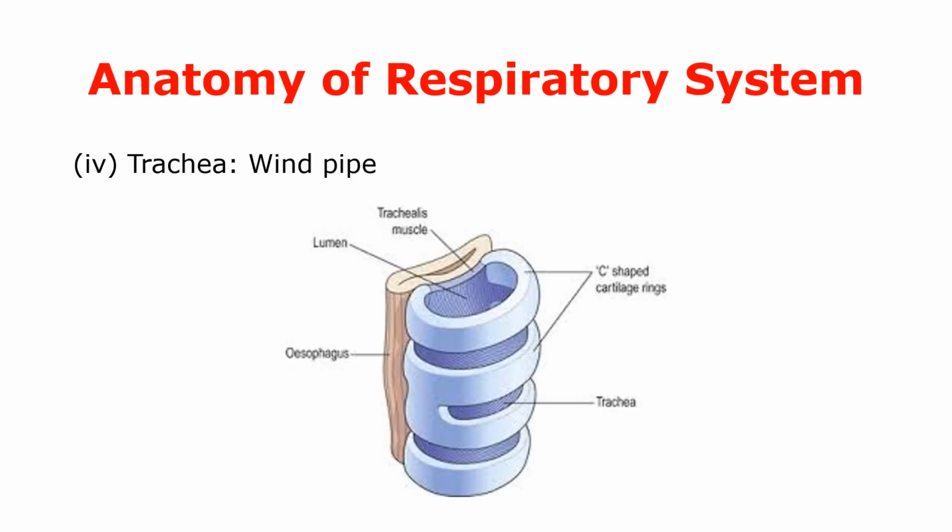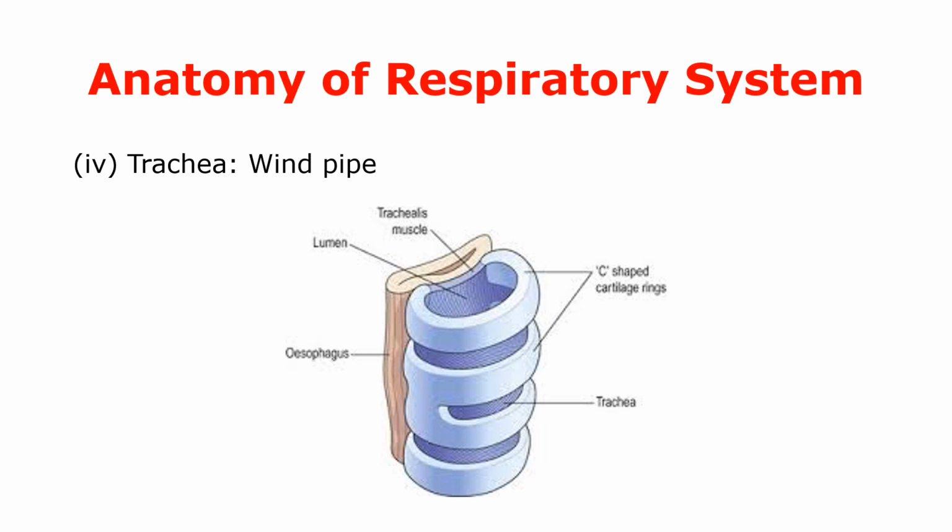The next part of respiratory system is trachea. Trachea is also called as windpipe. It is a cylindrical tube which is about 11 cm in length. It begins at the lower end of pharynx. Trachea is made up of 16 to 20 C-shaped incomplete cartilages.